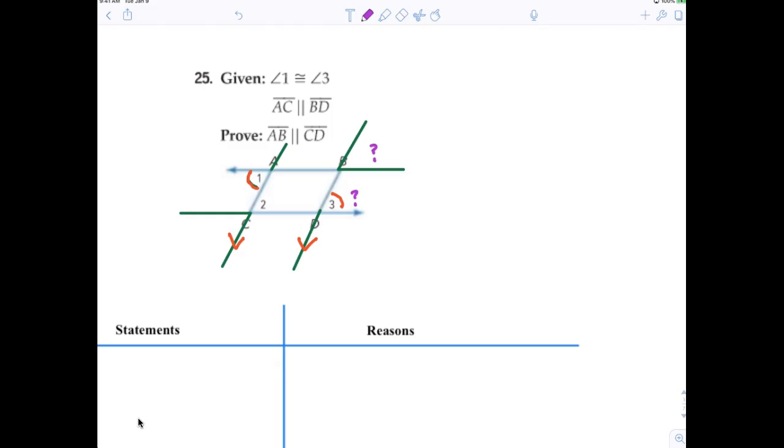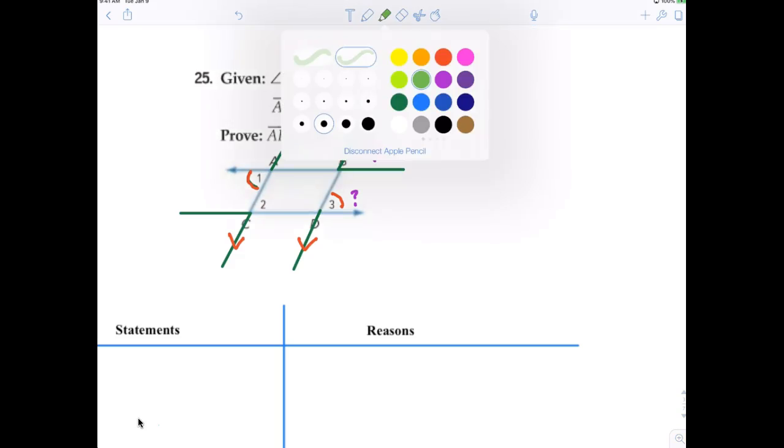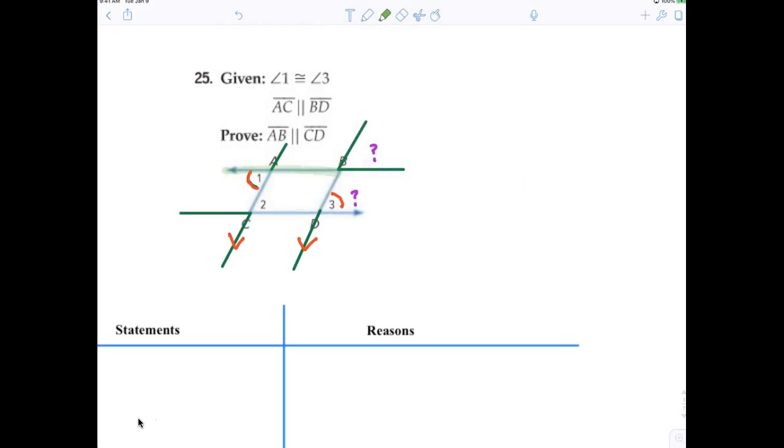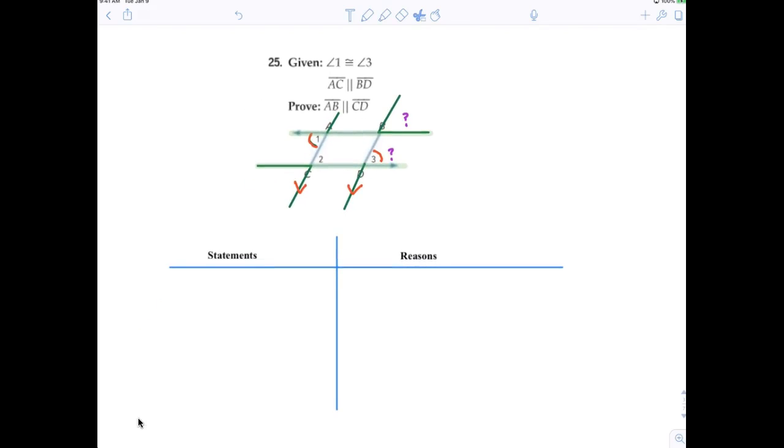So when we're trying to prove something's parallel, I just have to figure out some angles that are congruent that would allow me to say that the lines are parallel. Agreed? Now, can I say that angle 1 is congruent to angle 2? Not yet. The reason I can't is because I don't know that this line is parallel to this line yet. Does everybody agree? All right. So here we go.